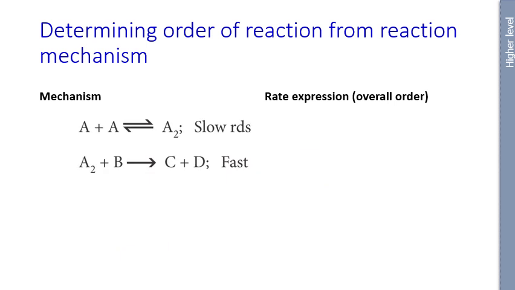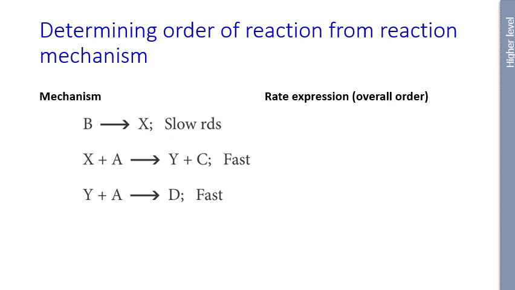Another possibility is that A plus A gives A squared, which is a slow rate determining step, and A squared plus B then goes to C plus D. So there's actually no intermediate per se. In that particular example, you have a rate expression of k times [A] squared. So it's again second order, which would be consistent. But this time it's second order only in A. B has no effect.